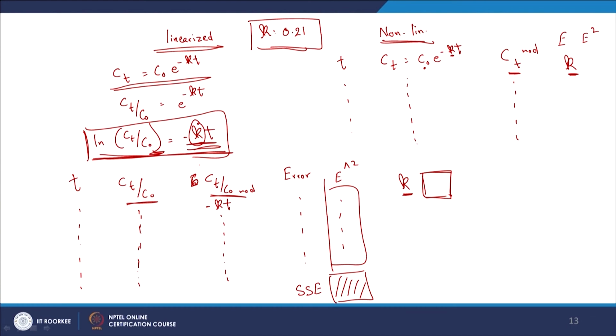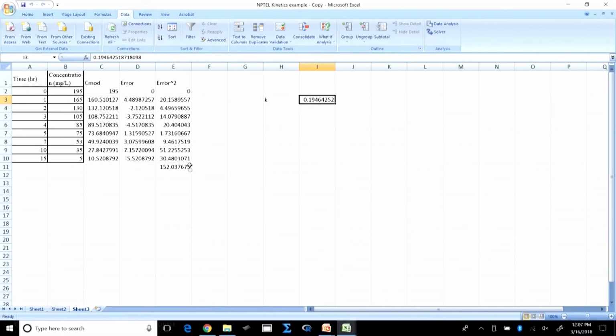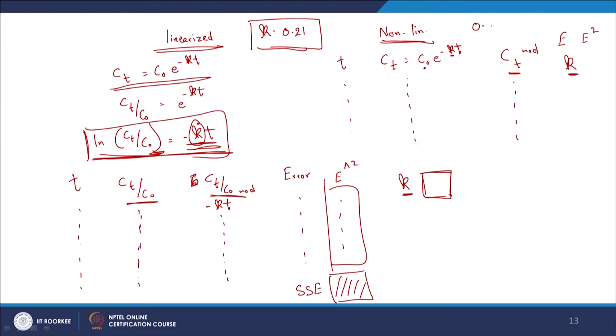Okay. So now for this particular non-linearized regression, I have a value of 0.19, I guess. So depending on the approach, you do have minor variations in the model value. But if you want to compare two models, how would you do that? You are going to look at the sum of squared errors, and choose that particular model which would give you the least sum of squared errors.